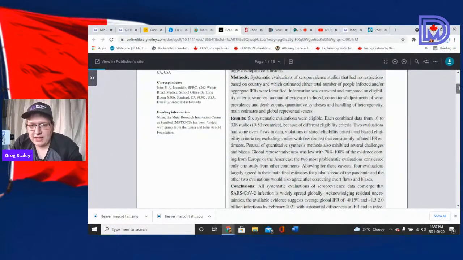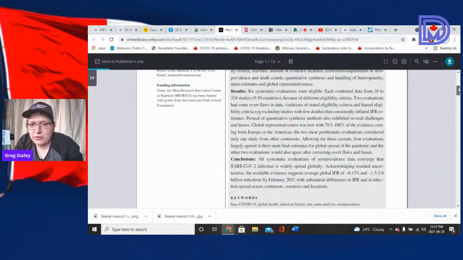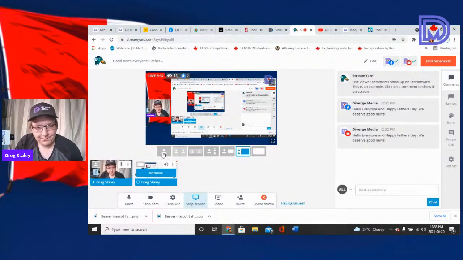What he did was he took seroprevalence studies and systematically went through all the studies that are seroprevalence studies. So the results, he had 6 systematic evaluations were eligible. Each combined data from 10 to 338 different studies, 9 to 50 countries. Because of 2 different eligibility criteria, 2 evaluations had some overt flaws, violations of stated eligibility. Anyways, he's explaining how he got there. Global representativeness was low, with 78 to 100% of the evidence coming from Europe or the Americas. So it's not from all around the world, and that's problematic, obviously. But 78 to 100% coming from Europe and the Americas, and 0.15% infection fatality rate was the average, 1.5 to 2 billion infections. So, putting that in perspective, that's kind of some good news.